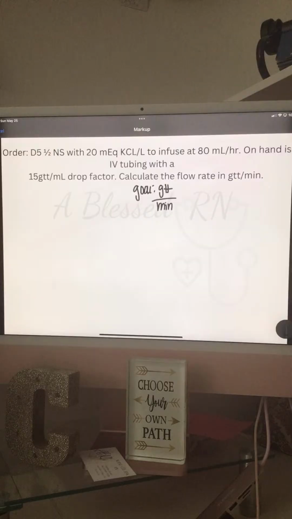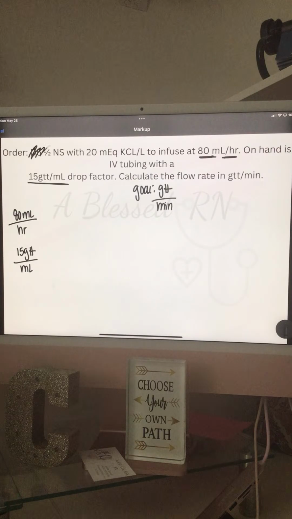Boom. 80 milliliters per hour. And aren't they married? They go together, right? Real bad. And so next, we know we need a drop factor, right? So 15 drops per milliliter. Okay. So you didn't see it? Yep. So you saw all of this, which is, guess what it is?